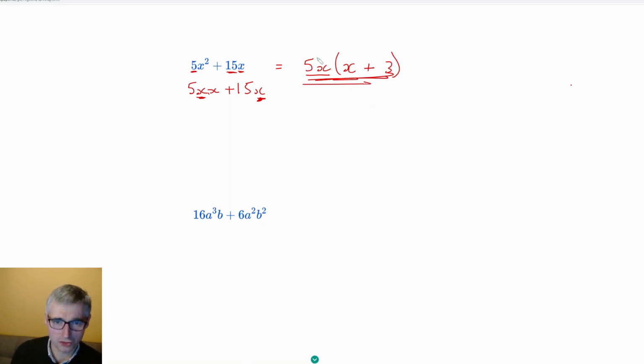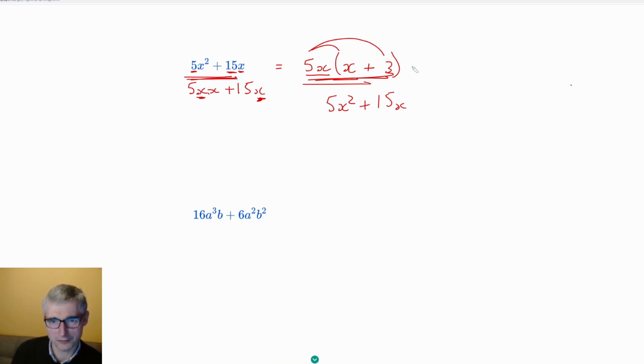And if I want to just check that, I could do that by going 5x times x is 5x squared, so that would be that part, and then 5x times positive 3 will give us 15x. So we can see we got back to where we started.